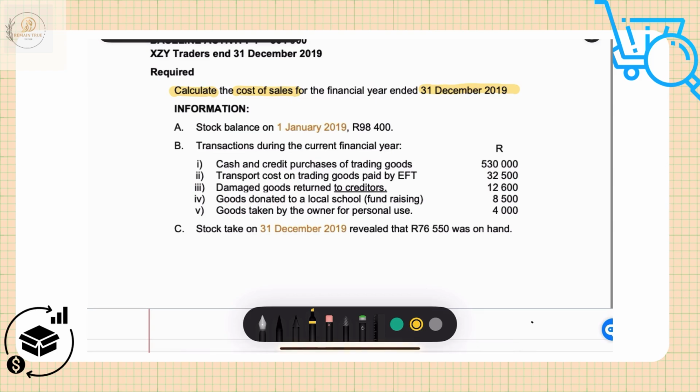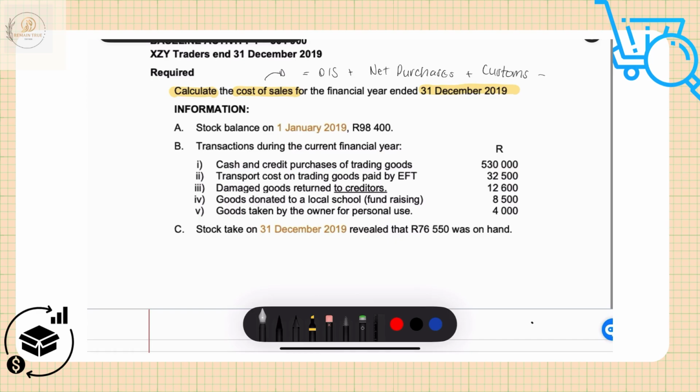Again, when you are in your exam, don't think in your head, think on paper. Say, what is cost of sales equal to? Cost of sales is equal to opening stock plus net purchases plus customs plus carriage on purchases less closing stock. Then you say, okay, I need to just fill in opening stock. I get a balance for opening stock, fill in. Balance for net purchases, fill in, and so on. Let us continue reading together. We are given additional information over here. Part A.